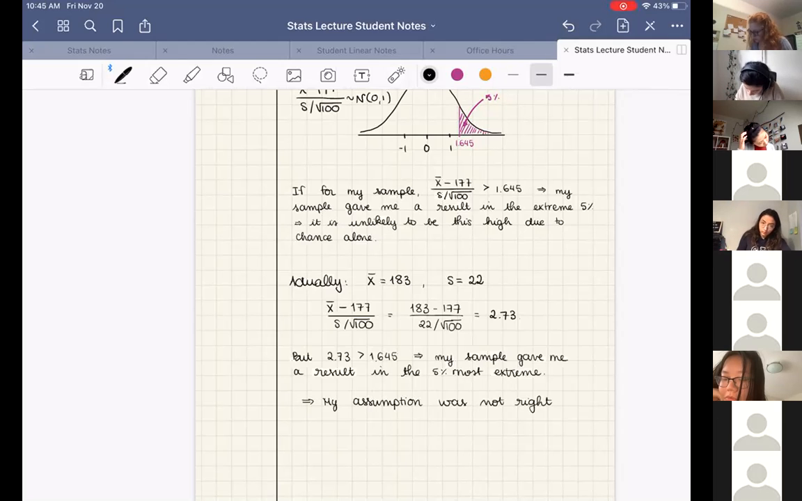Okay, so I have reason to believe that the weights have indeed increased.